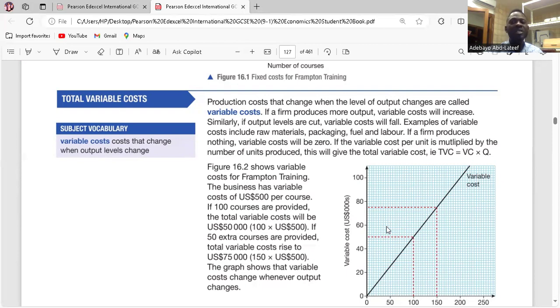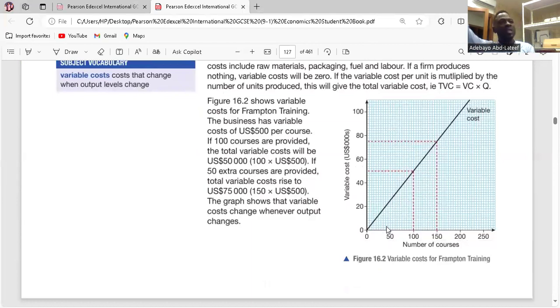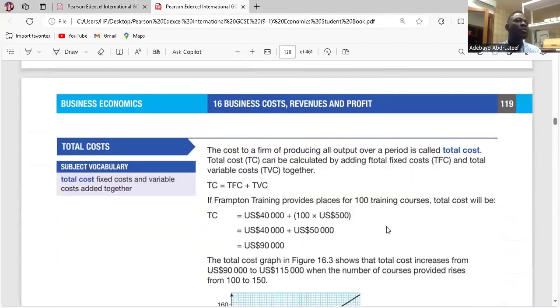If the variable cost per unit is multiplied by the number of units produced, then we have our total variable cost. So if, as a firm, you do not produce anything, you will have a zero variable cost. That's the difference between variable cost and fixed cost. Even if you are not producing anything, the fixed cost remains what it is. You have to pay it. For variable cost, it depends on what you are producing. The output will determine your cost. Do you get it? So it starts from zero, then upward. So as output increases, your variable costs start increasing. Any question about that?